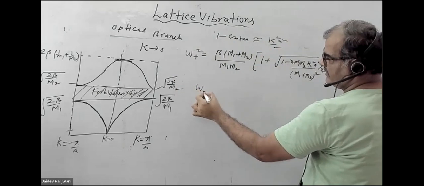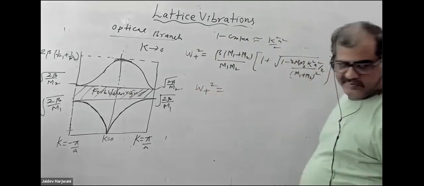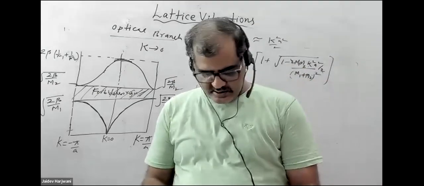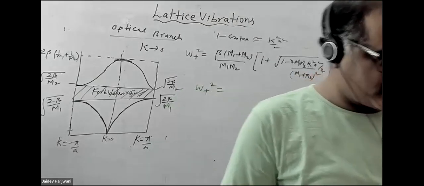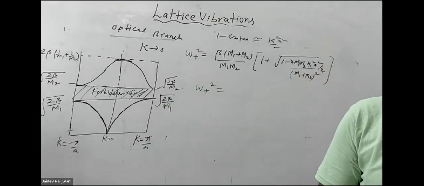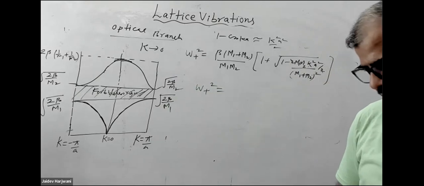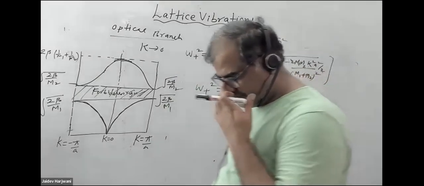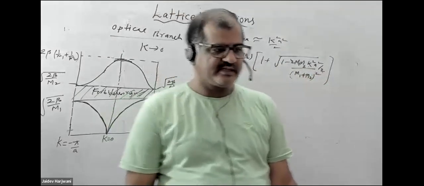So you have omega plus squared. Let me know what answer is coming. Solve. What is the value of the constant? Show me the value of the constant.